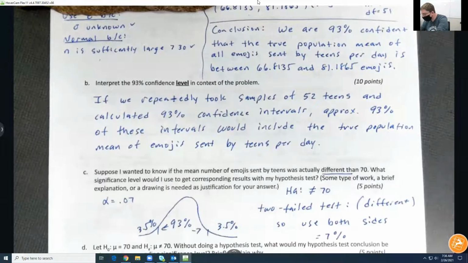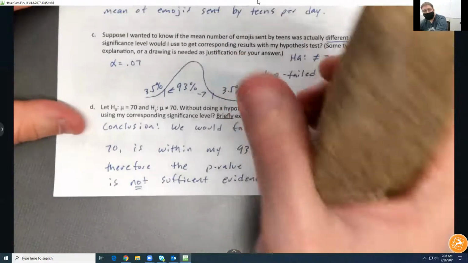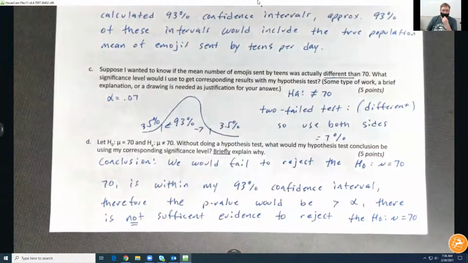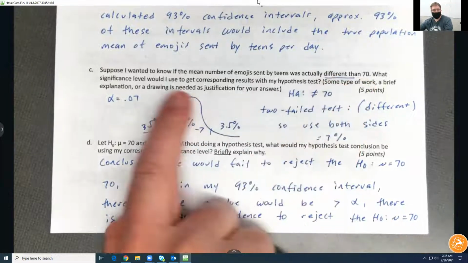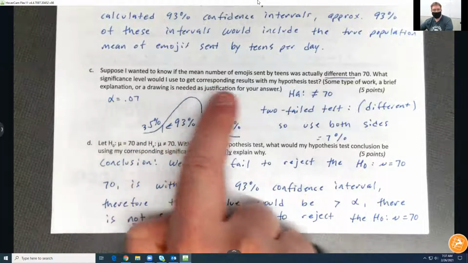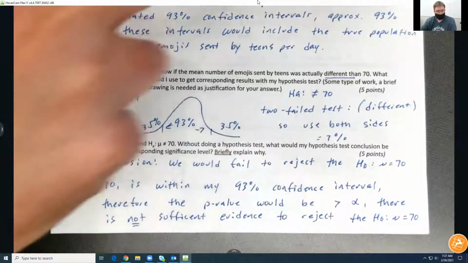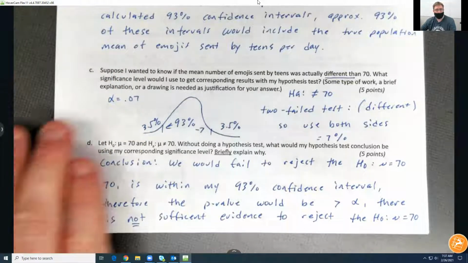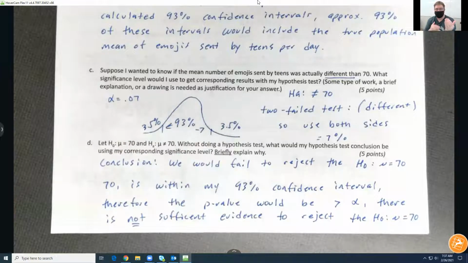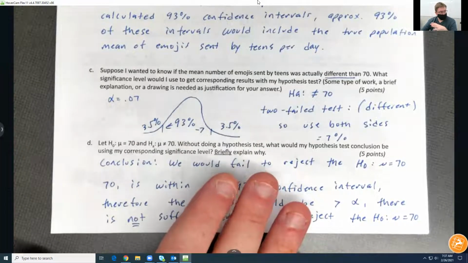All right, parts C and D. For part C, this is where we start doing some hypothetical work based on what we know. It says, if I want to know the mean number of emojis sent by teens was actually different than 70, what significance level, meaning what alpha, would I use to get corresponding results with a hypothesis test? So what this question is saying is, if I've done this confidence interval of 93%, how should I set up my hypothesis test so I get the same reject or fail to reject information? So you don't actually have to do the hypothesis test itself. You already know the answer.